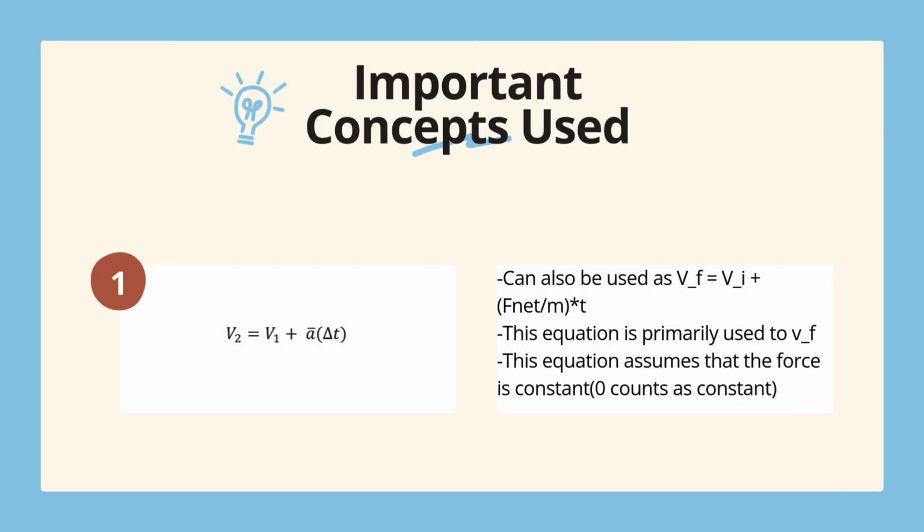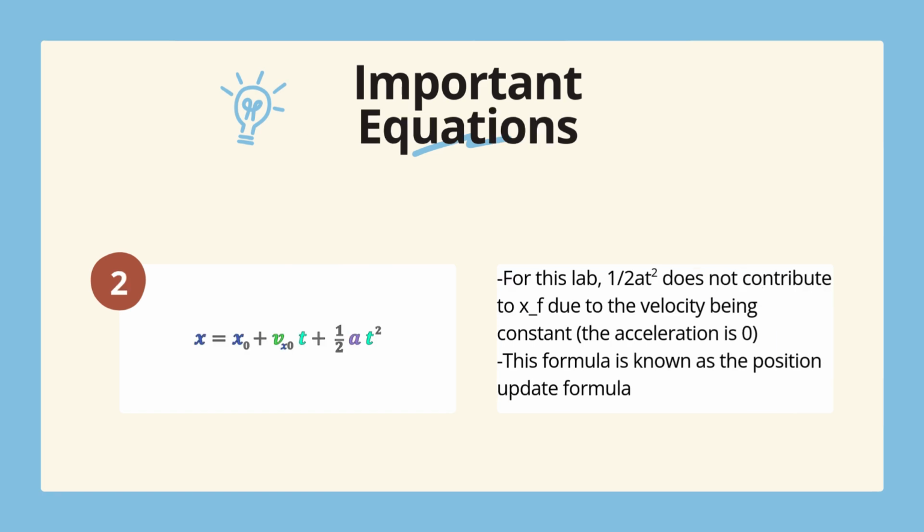Some important concepts is v final equals v initial plus acceleration times delta t. This can also be written replacing acceleration with F net over m. This equation is primarily used to derive v final, and this equation assumes that the force is constant. The second equation is the position update formula. For this lab, 1/2 a t squared does not contribute to x final due to the velocity being constant.